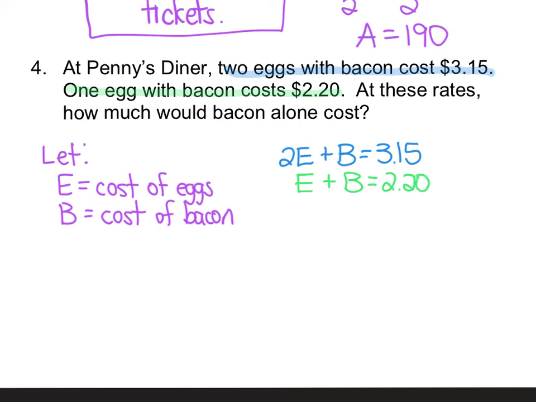So now let's see what we want to solve for. We want to solve for the bacon alone. That means if in this problem, which looks like we could do elimination, it would probably be a good idea to eliminate my eggs. And I can eliminate my eggs by multiplying this second equation by negative 2. And that will, 2 minus 2, eliminate my eggs. So I am left with negative 2E minus 2B equals negative 4.4.